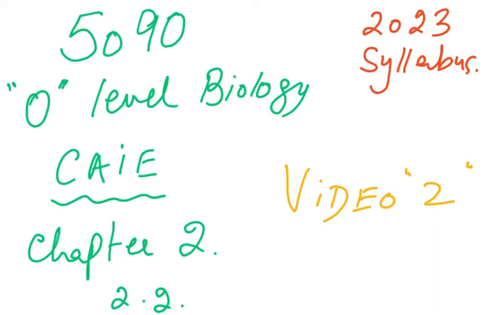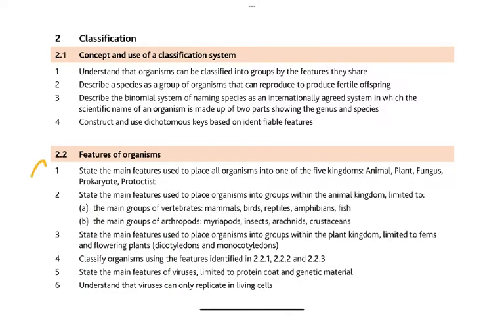Bismillahirrahmanirrahim. We start video 2 of chapter 2, which is on the O-level biology syllabus 5090, and this is the new syllabus for 2023. Now in this video we're going to discuss 2.2, which is features of organisms. State the main features used to place organisms into one of the 5 kingdoms: animal, plant, fungus, prokaryote, protoctist.